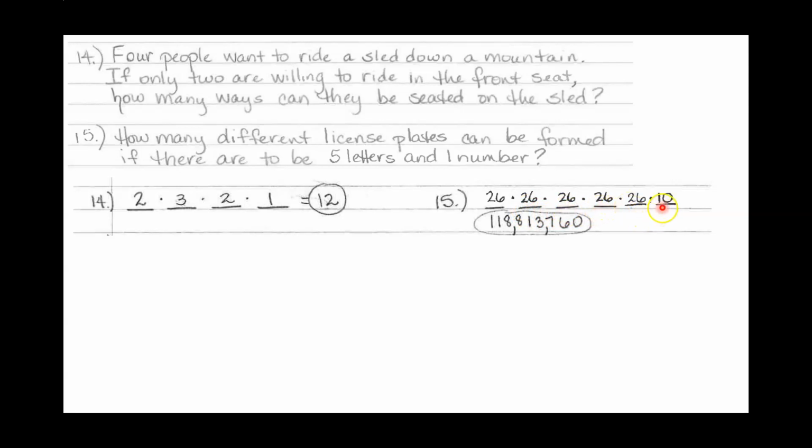All right, and then I'm going to multiply that by one number. Now there was no restriction on the number, so it could be 0, 1, 2, 3, 4, 5, 6, 7, 8, 9. And then we're going to multiply those values to come up with our total number of possibilities.